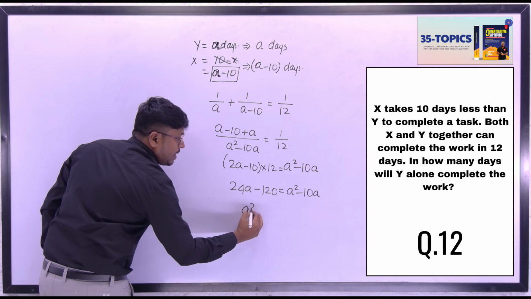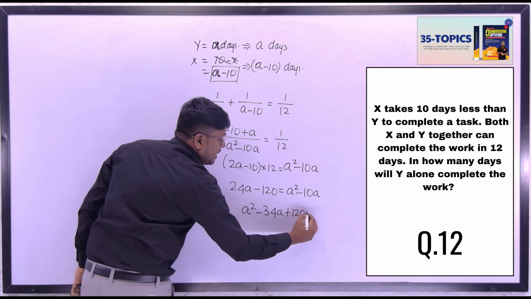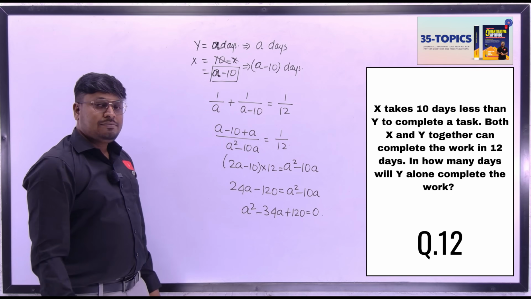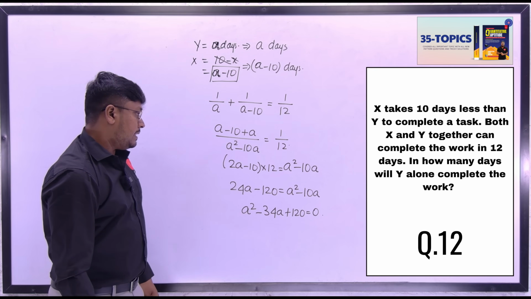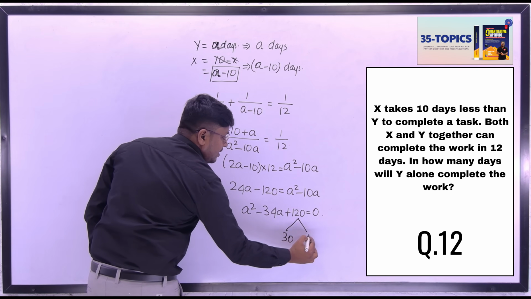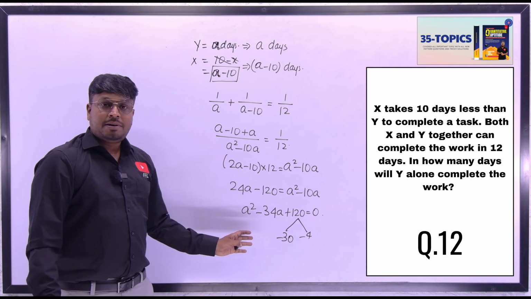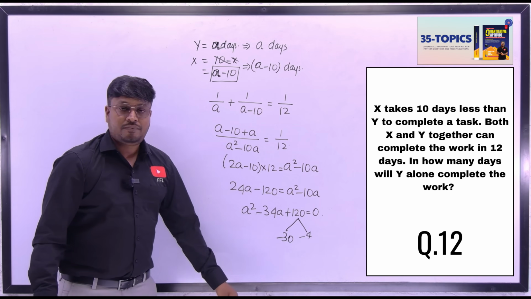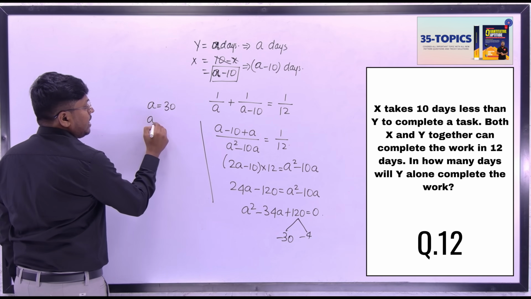So now this will be 24a minus 120 equal to a square minus 10a. Finally we will get a quadratic equation: a square minus 34a plus 120 equal to 0. So now we need to get 34. We will get 46? No, we are not getting 34. 34, yes, sorry. It's a quadratic equation. We can go with 30 and 4, so minus 30 minus 4. When you multiply both numbers, 120. When you add both numbers, the result will be minus 34. So finally we can say a equal to 30 and a equal to 4. So that means two factors: one value a equal to 30 and the second value a equal to 4.